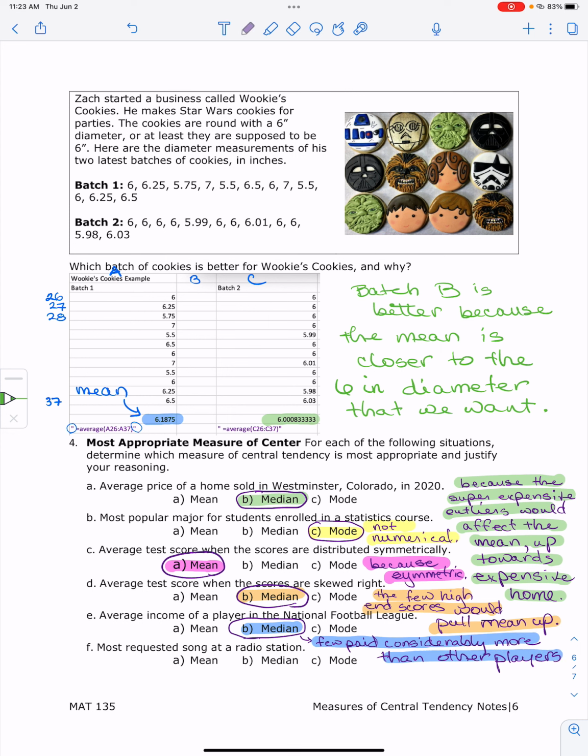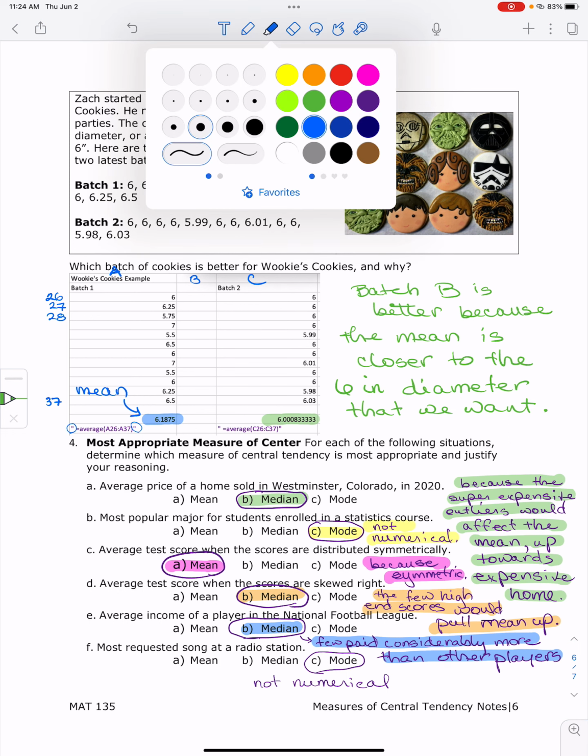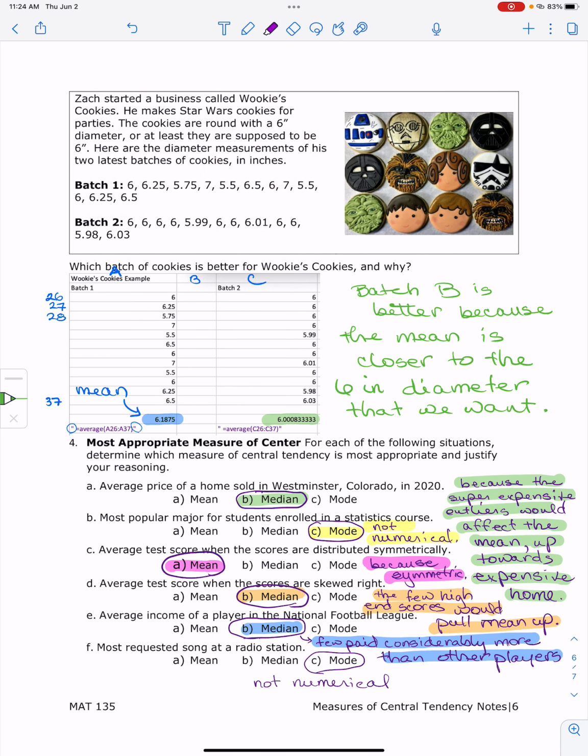And the last one, the most requested song at a radio station, again, is going to be mode, because that is not numerical. And while, yes, we would count how many times something is voted, bottom line, what we are looking for is the actual song. We want the song that happens the most.